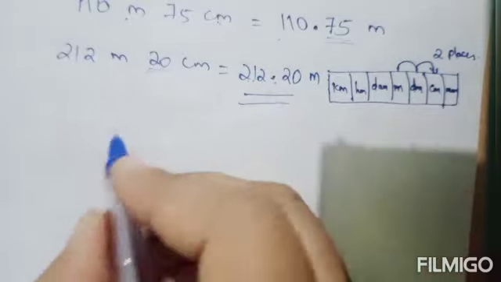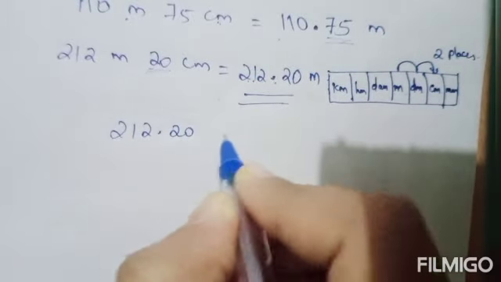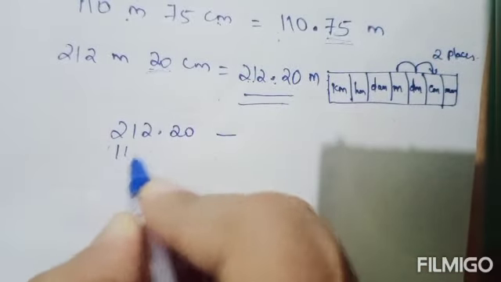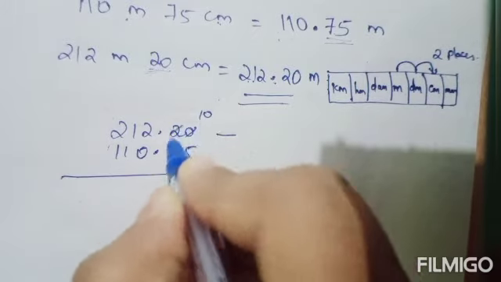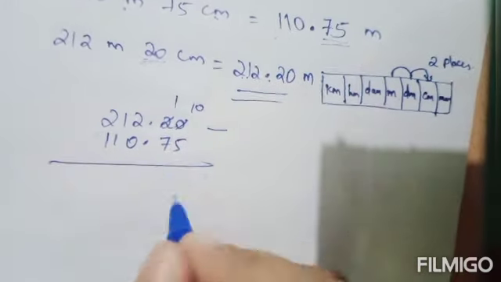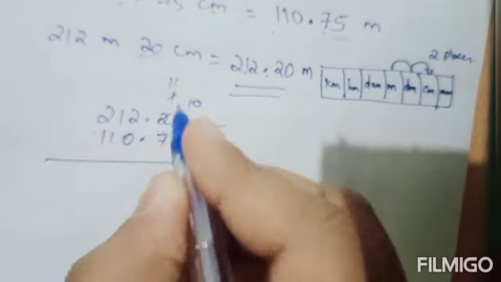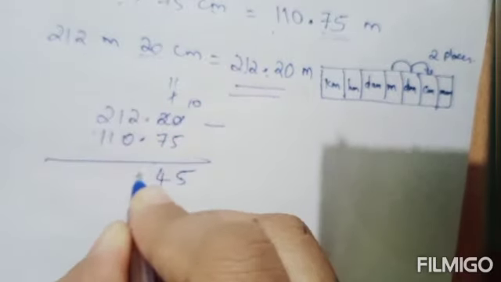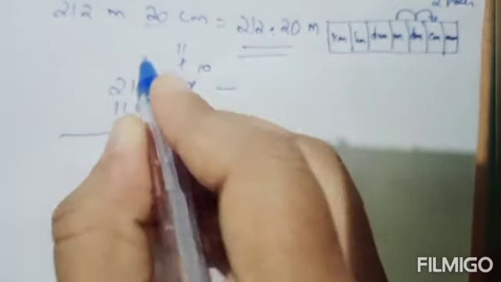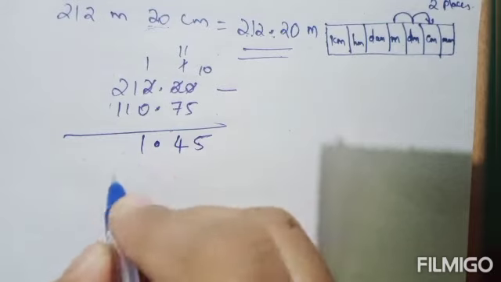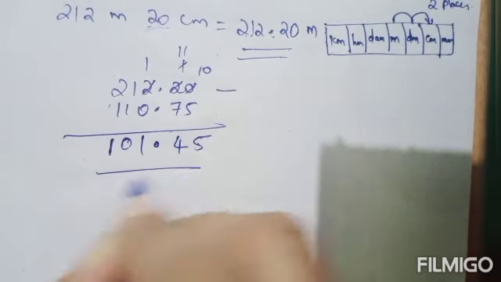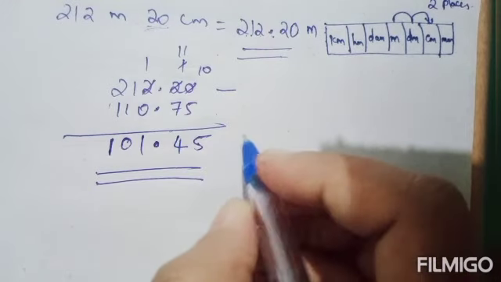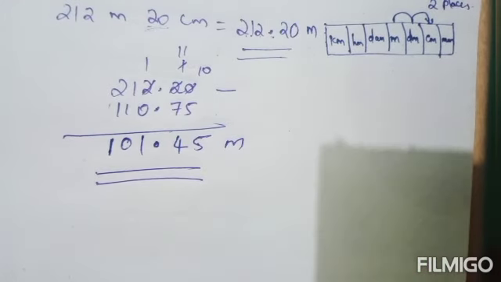Okay, now you can subtract. From 212.20 you need to subtract 110.75. Okay, now here 10, here 1. So 5 will come here. Now this will become 11. 7 to 11 it is 4. The decimal point will come. Here 1. So 1. Now 0 here. Here 1. So 101.45, unit will be meter. Okay, this will be the answer.